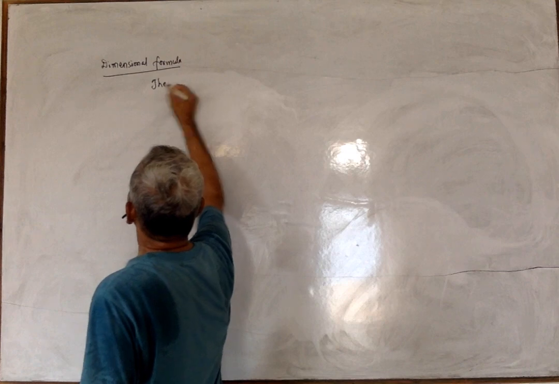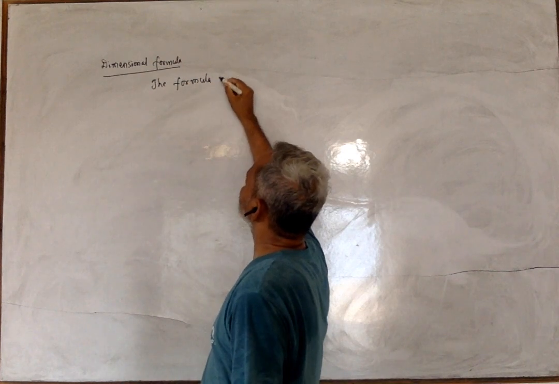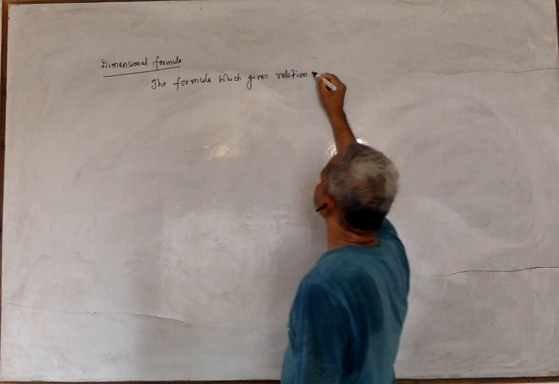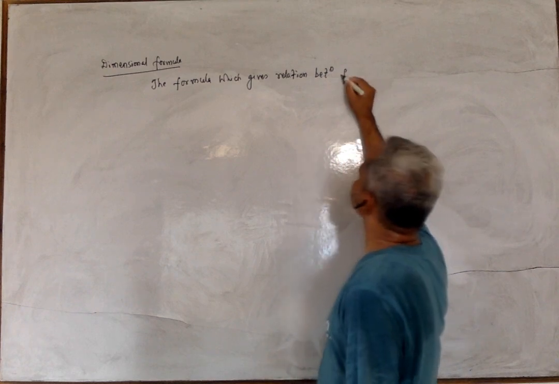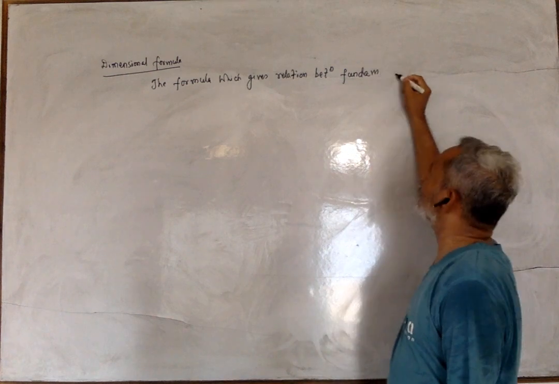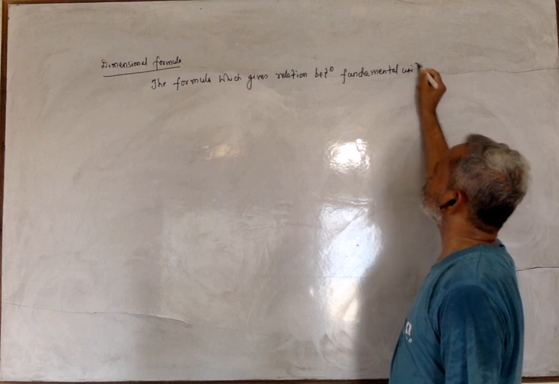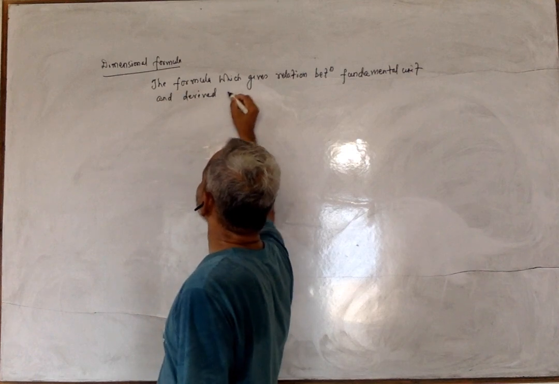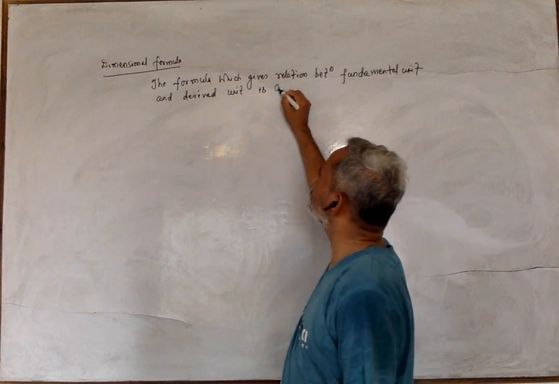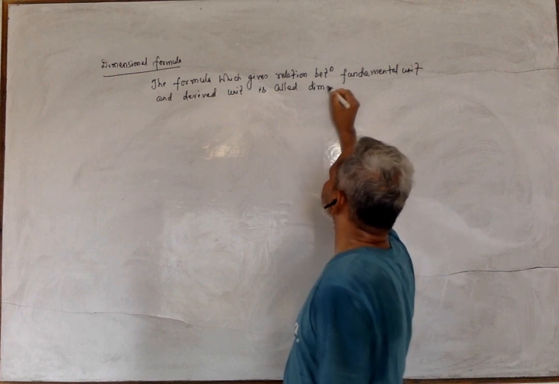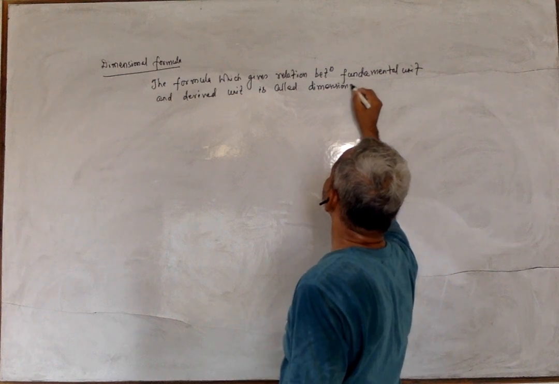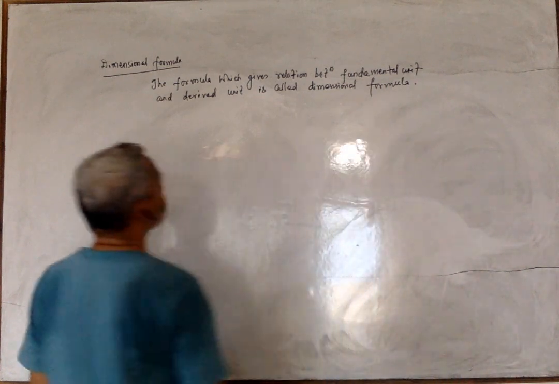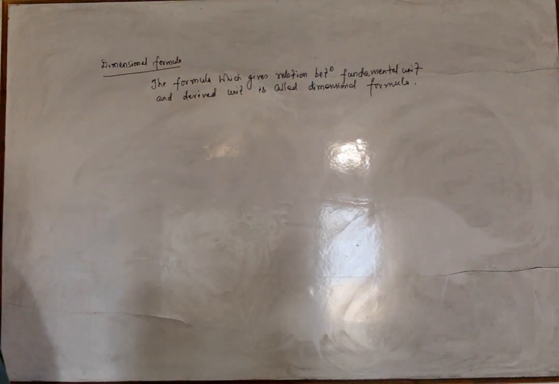The formula which gives the relation between fundamental unit and derived unit is called dimensional formula.